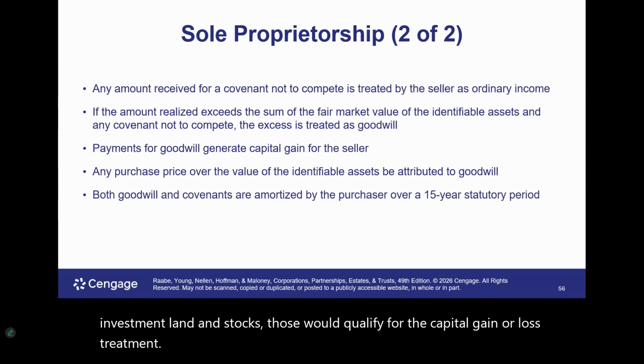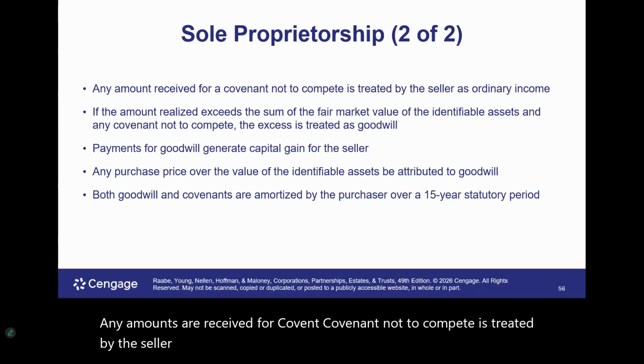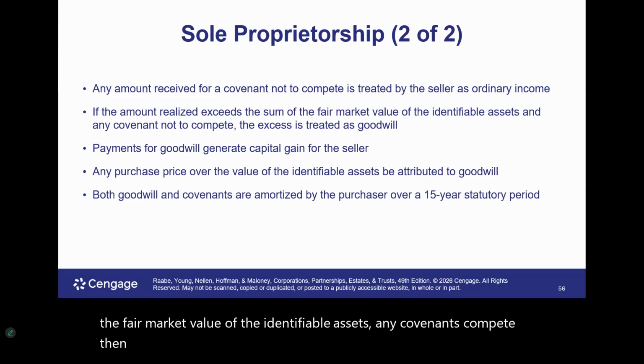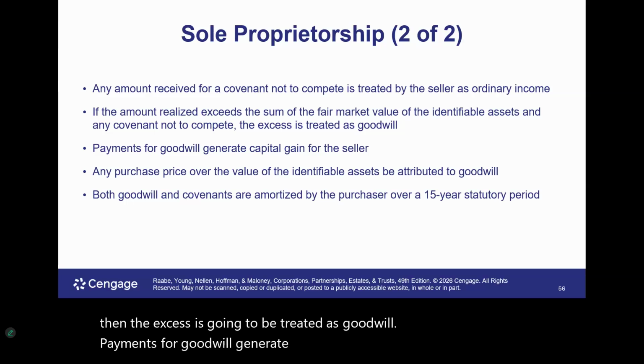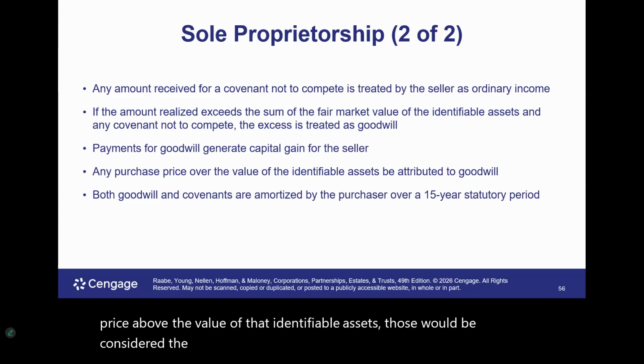Any amounts received for a covenant not to compete are treated by the seller as ordinary income. If the amount realized exceeds the sum of the fair market value of the identifiable assets and any covenant to compete, then the excess is going to be treated as goodwill. Payments for goodwill generate capital gain for the seller. Any purchase price above the value of the identifiable assets will be considered goodwill. Goodwill and covenants are amortized by the purchaser over a 15-year statutory period.